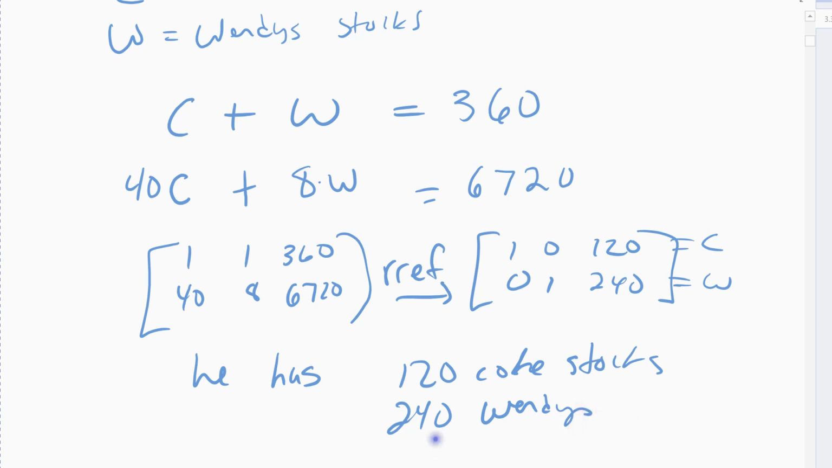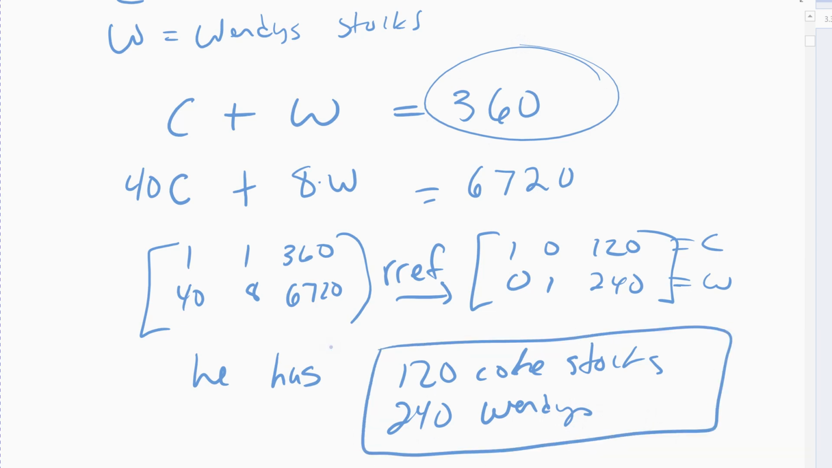And you can check it out, just a quick thing. Those should add up to 360, and they do. 120 plus 240 adds up to 360. So you do a quick check that at least the answers are reasonable, and those are the correct answers.